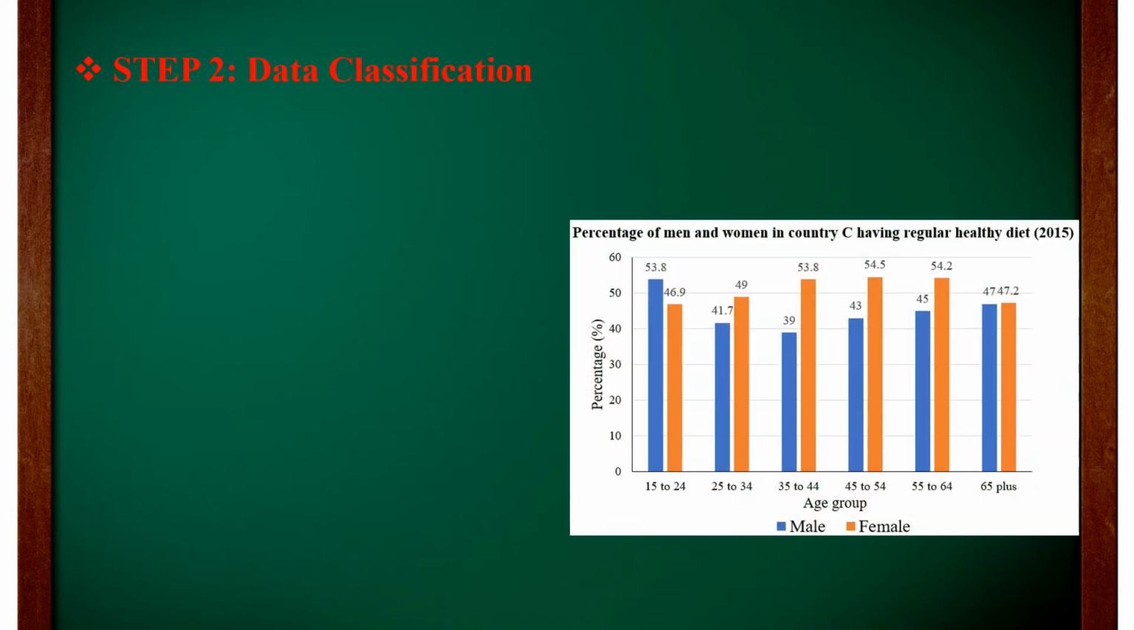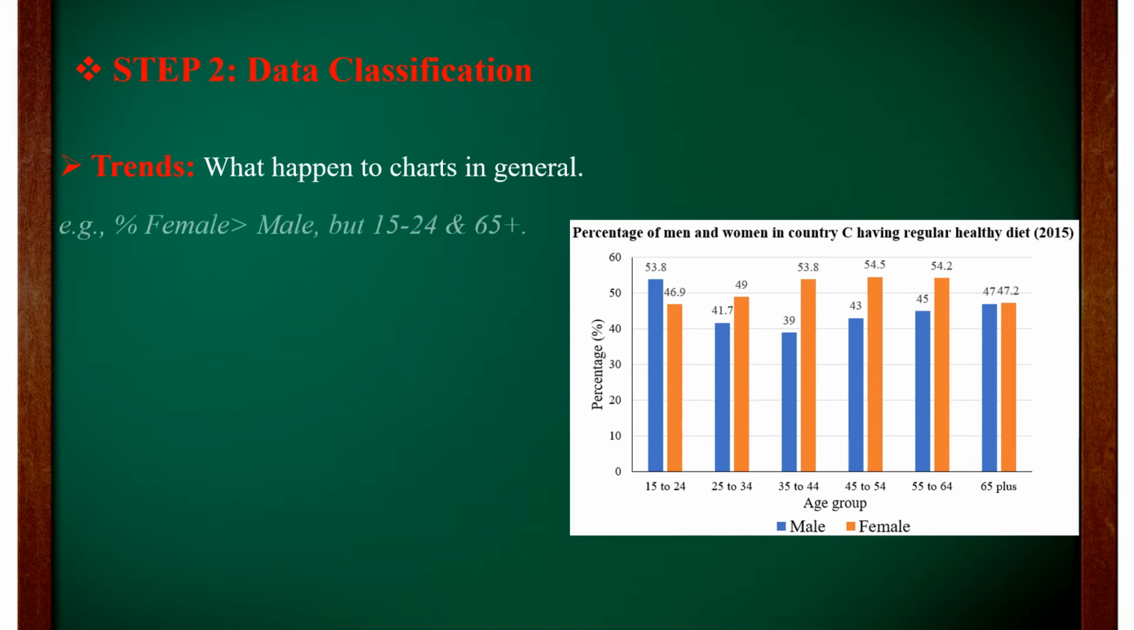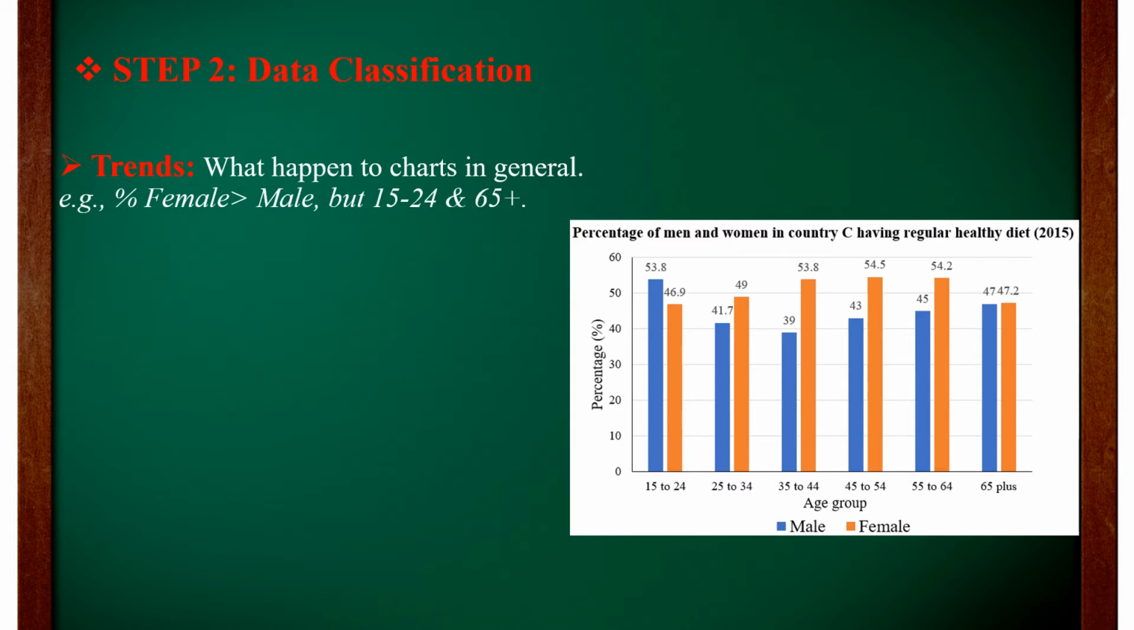Step 2, data classification. There are 3 crucial items here: trend, grouping, and exception. First of all, trend. Trend is the general image that tells the reader what happened to the chart in general. In the exercise, the trend is female has far higher proportion than male. As you can see, 4 out of 6 age ranges share a similar pattern.